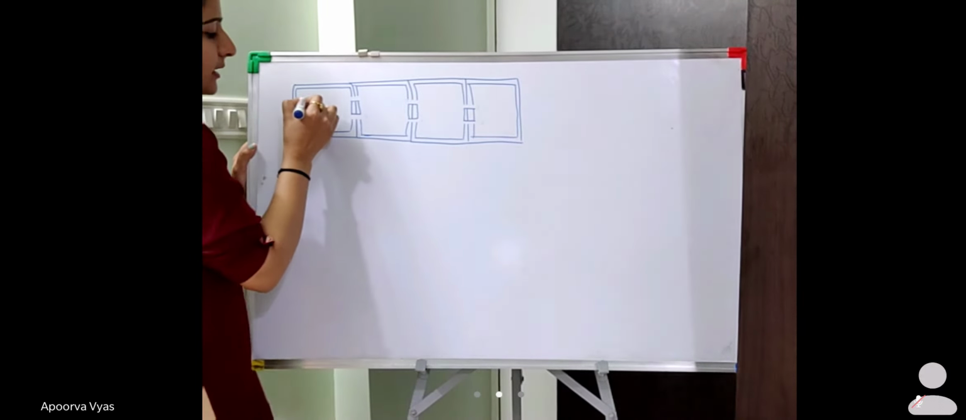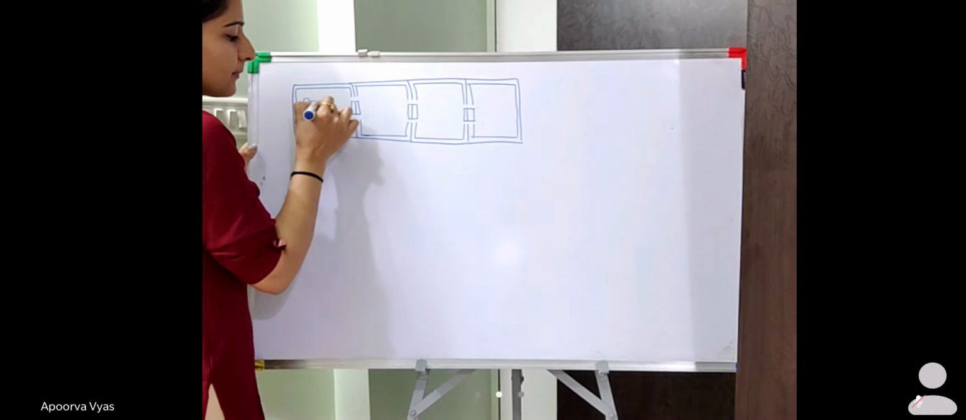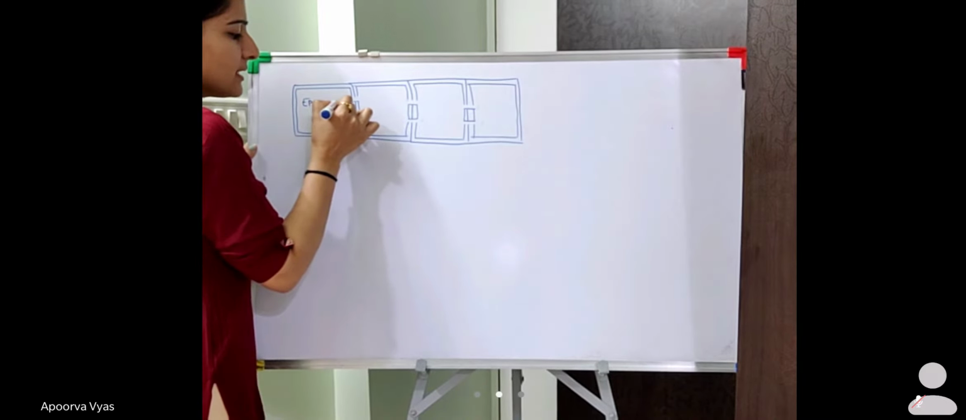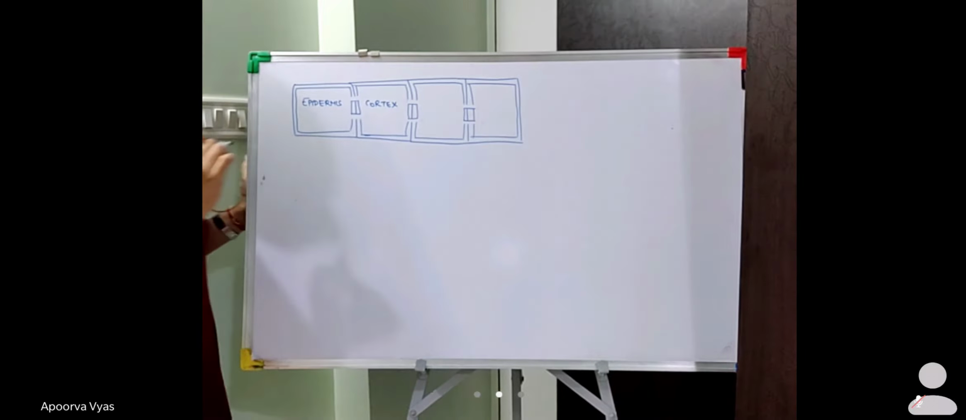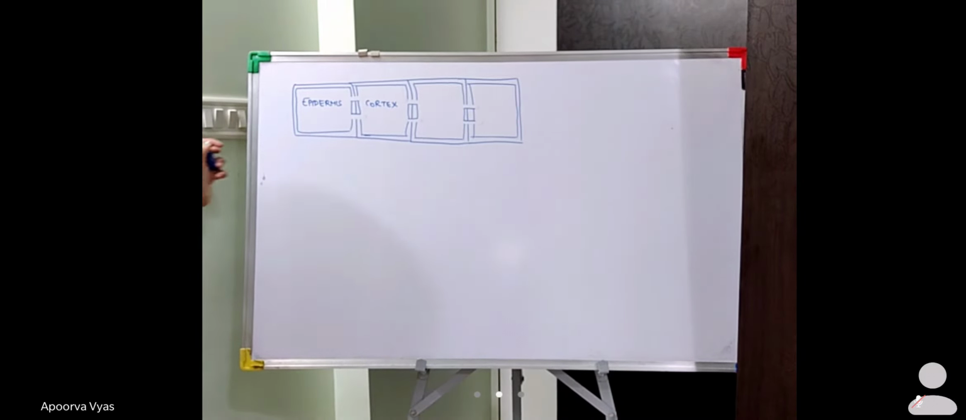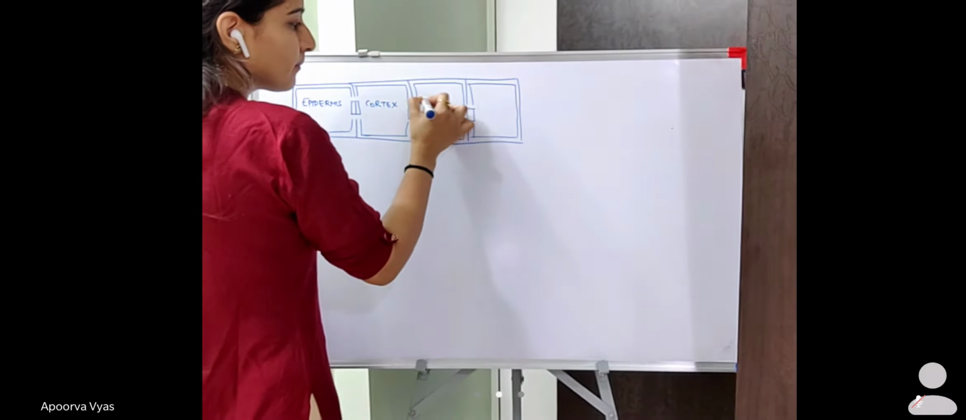See, this is the outermost layer, which is the epidermis. This is the cortex. After the cortex, this is the endodermis.